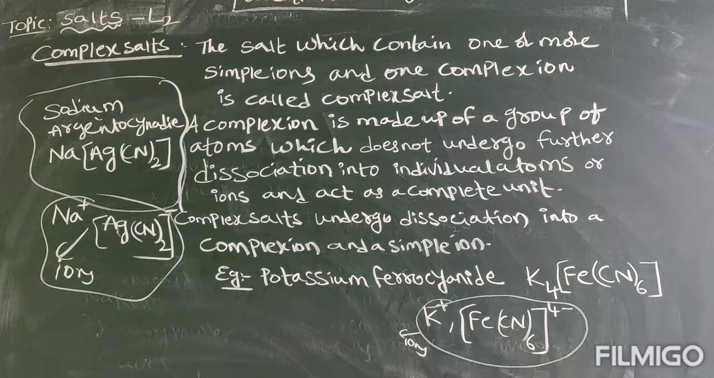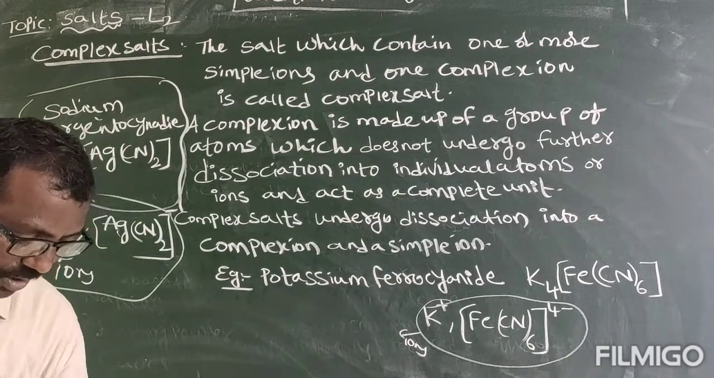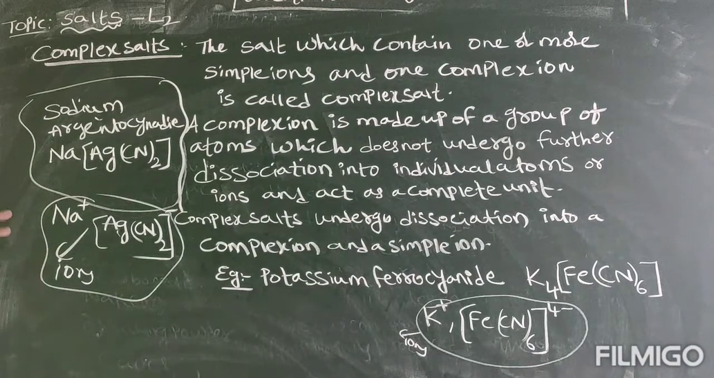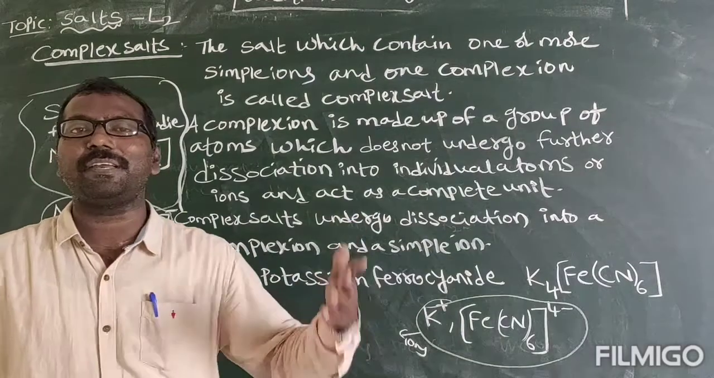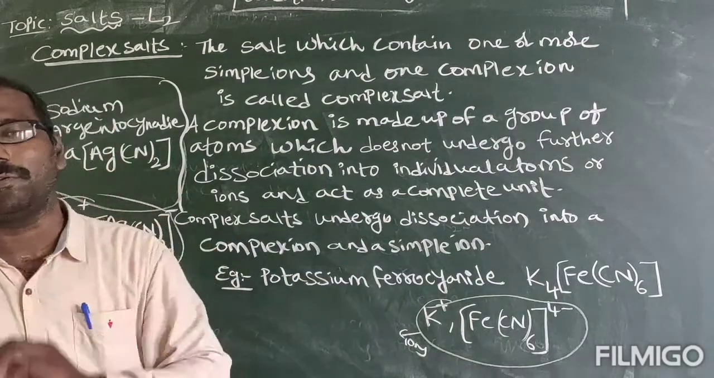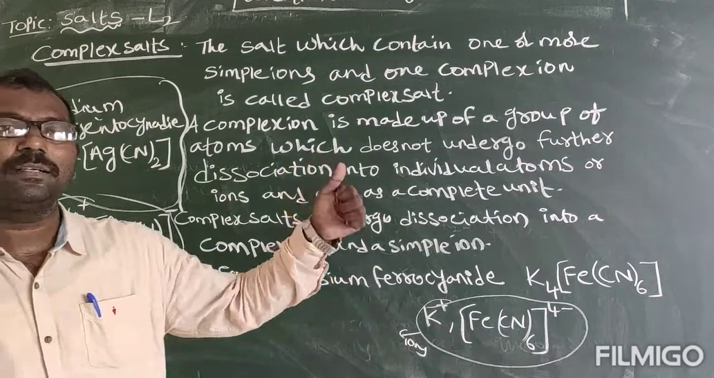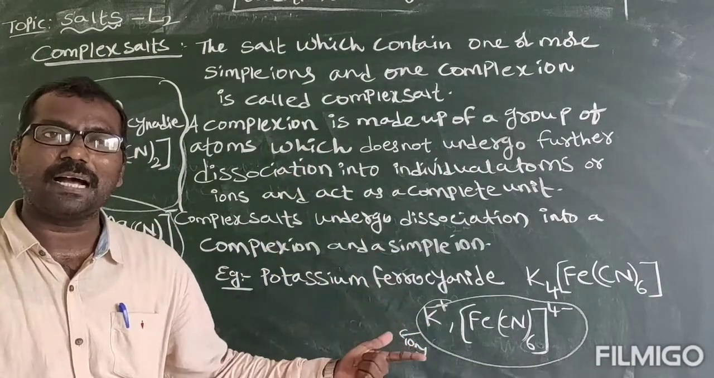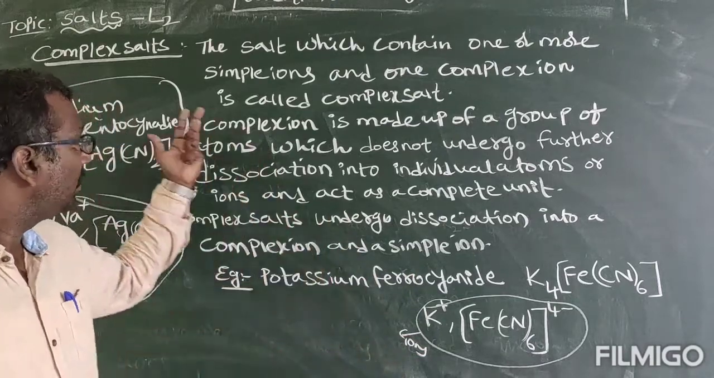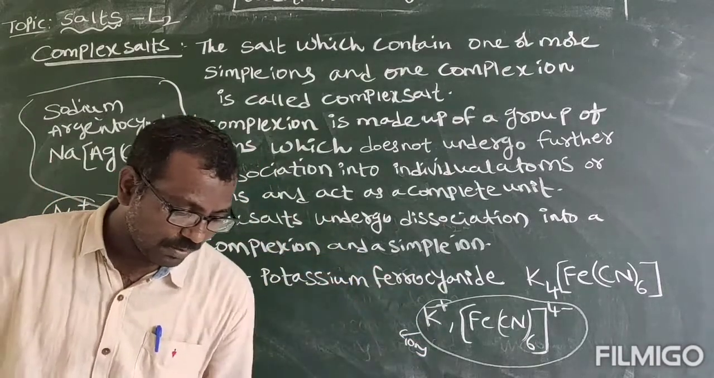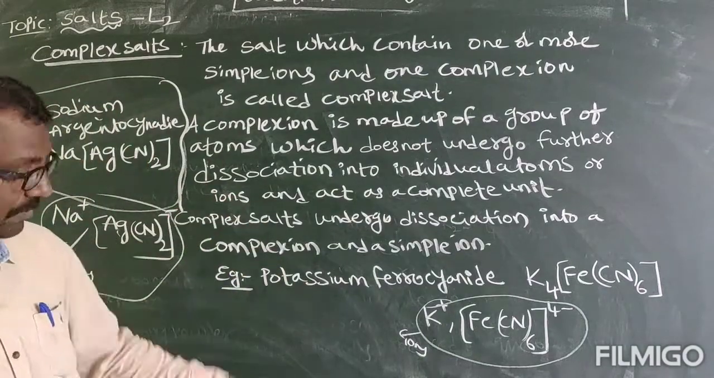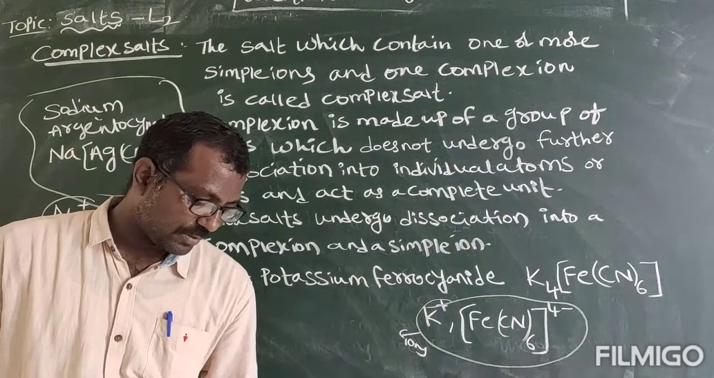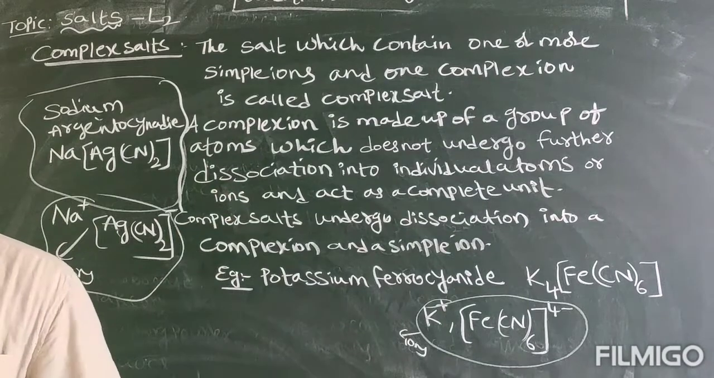So in yesterday's class and in today's class, we had a very clear discussion. What is a salt? How is a salt formed? When an acid reacts with a base, you get salt and water. The salts are normal salts, acidic salts, basic salts, mixed salts, and complex salts. So totally we have six types of salts.